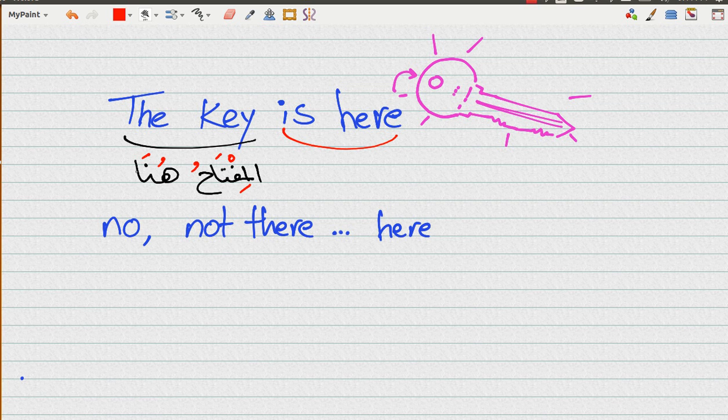المفتاح هنا. The key is here. Okay, so just adding this gives you emphasis to the location. You're pointing at the location. المفتاح هنا.